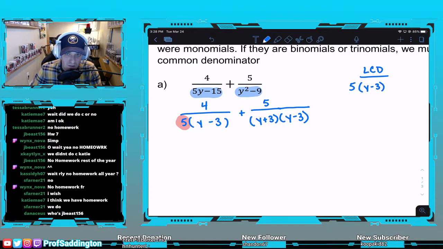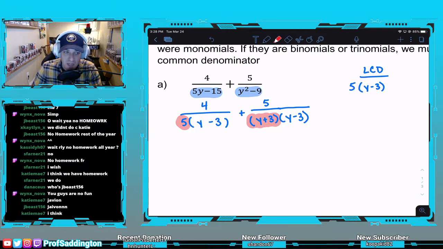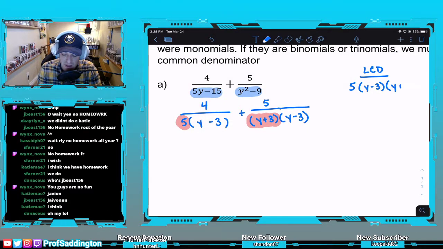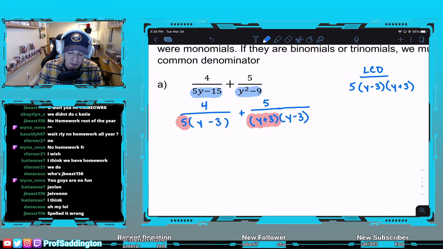So now I got 5 times y minus 3. Well, I also notice in the second fraction, I have a y plus 3 on the bottom. So I know that my LCD has to have that y plus 3 as well. So my LCD has to have all 3 of those pieces in order for both of them to be the same.